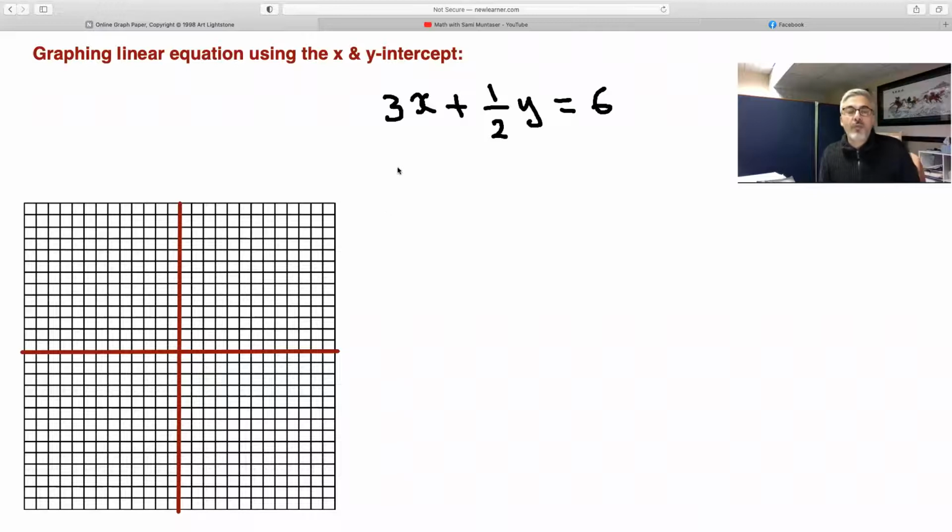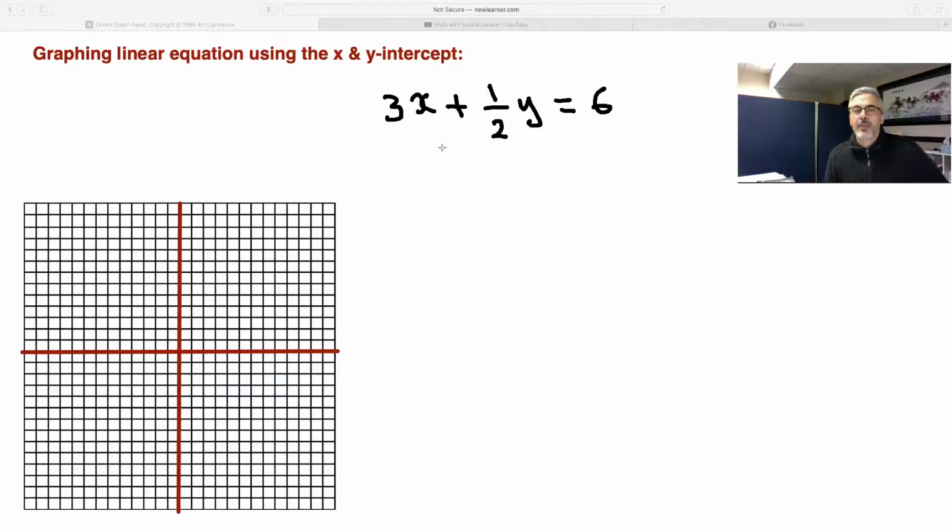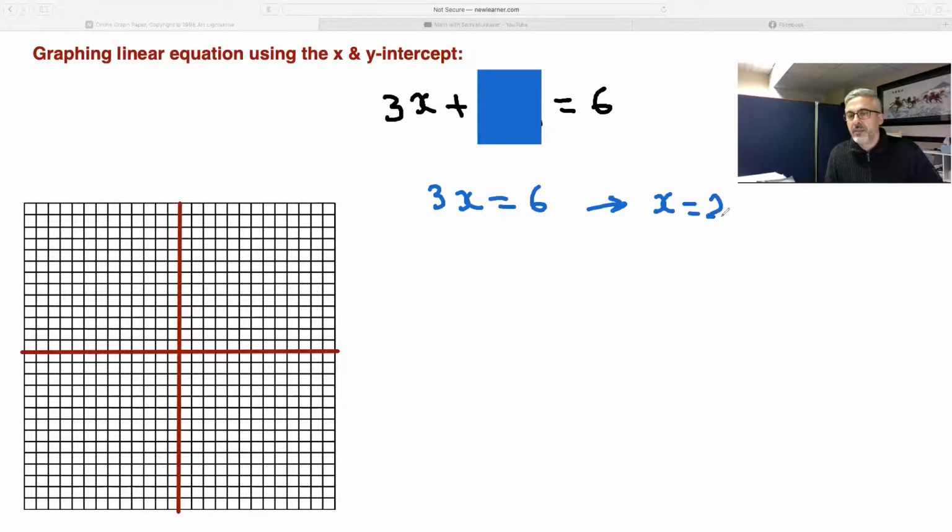So what you need to do if you're graphing using the x-intercept and the y-intercept, if I want to find the x-intercept, I'm going to get rid of this. And then I have 3x equals 6, and therefore x equals 2. Divide both sides by 3.